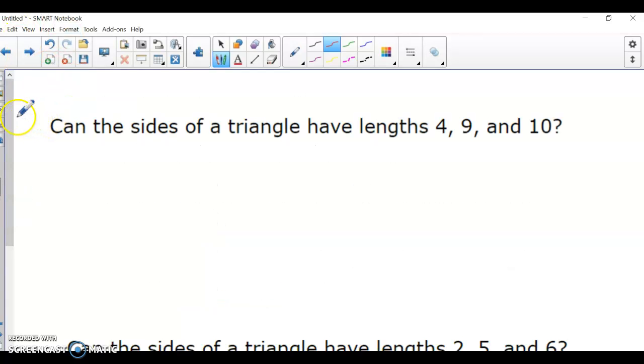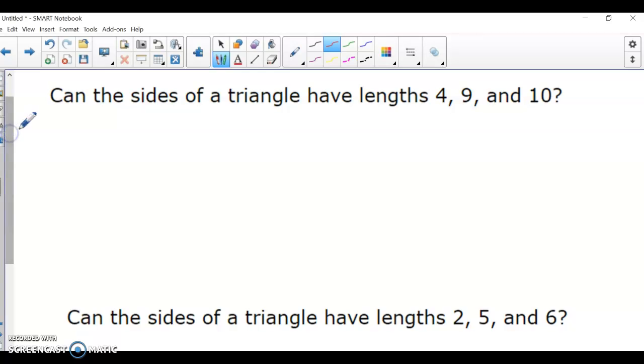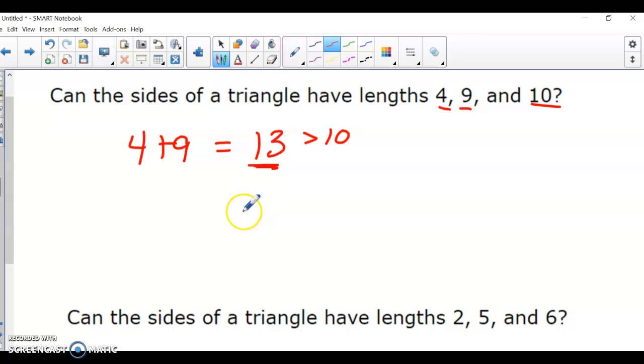So looking at an example, can the sides of a triangle have lengths 4, 9, and 10? So I'm verifying if this makes a triangle. So I'm going to take my two smaller numbers, 4 and 9, add them together, and I get 13, and compare it to my third number. So 13 is bigger than 10. So because this number is bigger, then yes, it is a triangle.